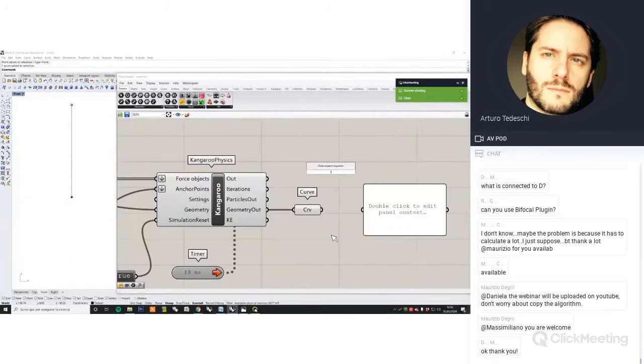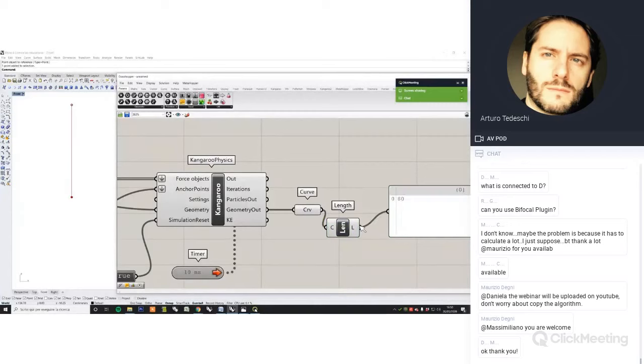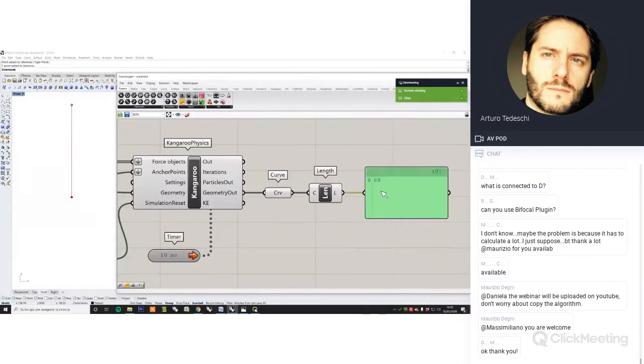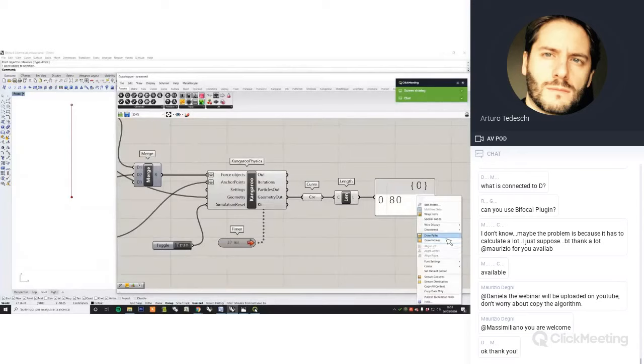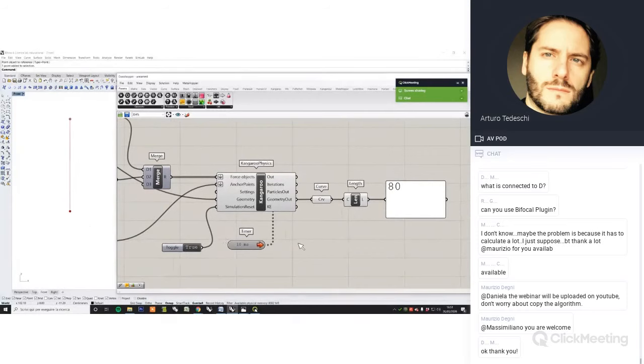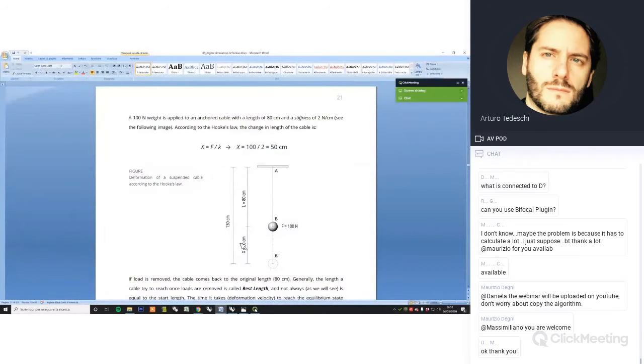Let me come back here. And I'm going to analyze the length of my curve like this. Of course, the starting value is 80. We can also, let me change the font setting. Okay, 80, right click, and okay. So 80 is the original length. So once again, my idea is I want to show you that actually Kangaroo follows perfectly the Hooke's law.